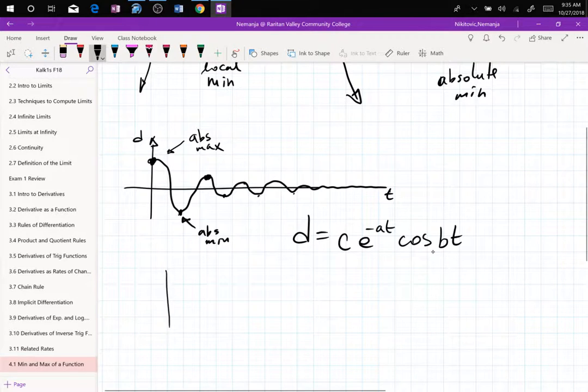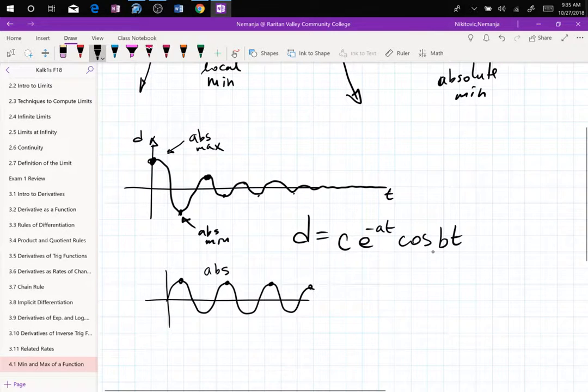And now, before we start calculations, if you have a sine function that will do this forever, each one of these peaks is the absolute max, and each one of the bottoms is the absolute min, and we have infinitely many of those, right? They're all ABS. There are no higher points, so ABS max for each one of these, and then ABS min for each one of these. Cool?